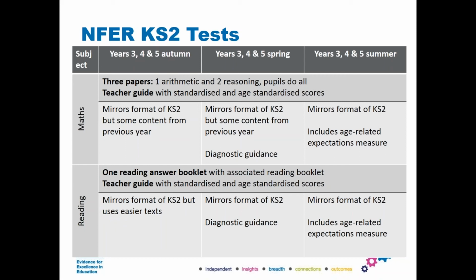The maths papers: each test has 3 individual papers. That's 2 reasoning and 1 arithmetic, and pupils do all 3. For reading, there is a reading answer booklet and an associated separate reading booklet that contains the texts. And this is the format of the end of Key Stage 2 assessments. So in that way, we are mirroring that format.